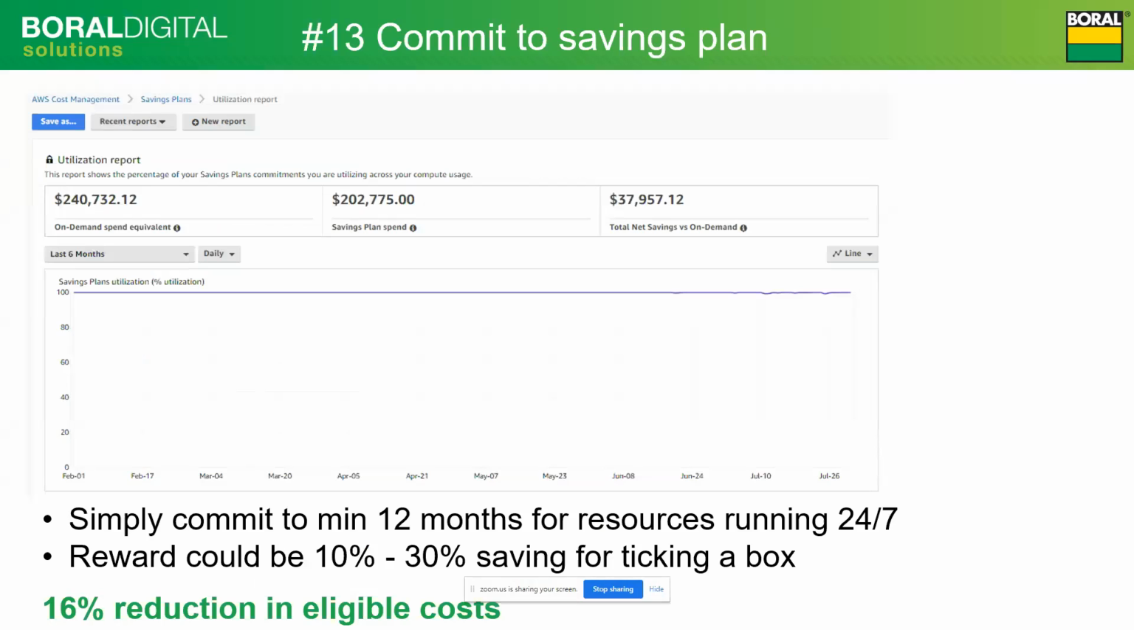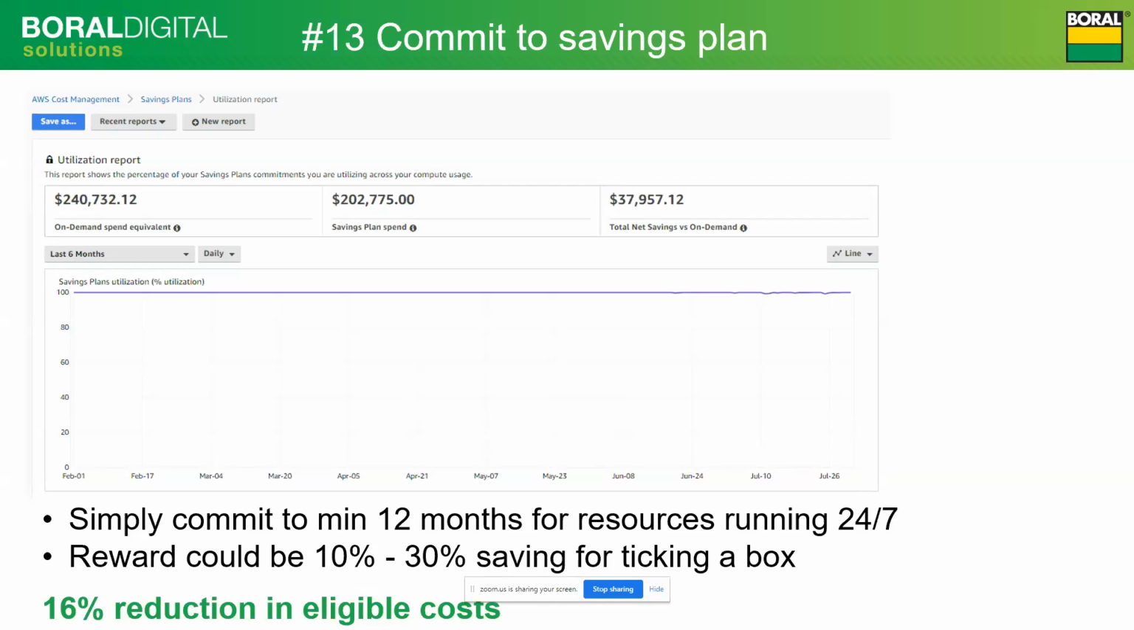Savings plans, tip number 13. Once you have all your right sizing done, once you've terminated instances, once you know which instances are going to run 24/7 and which ones are going to run for shorter periods of time, that's the time to consider reserved instances and savings plans. Basically, AWS gives you a discount for committing to a period of time, and that minimum is 12 months, but it can be 2 years or 3 years.